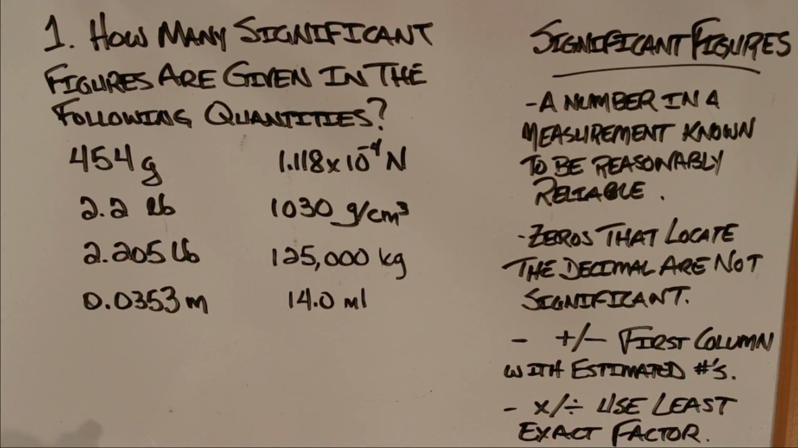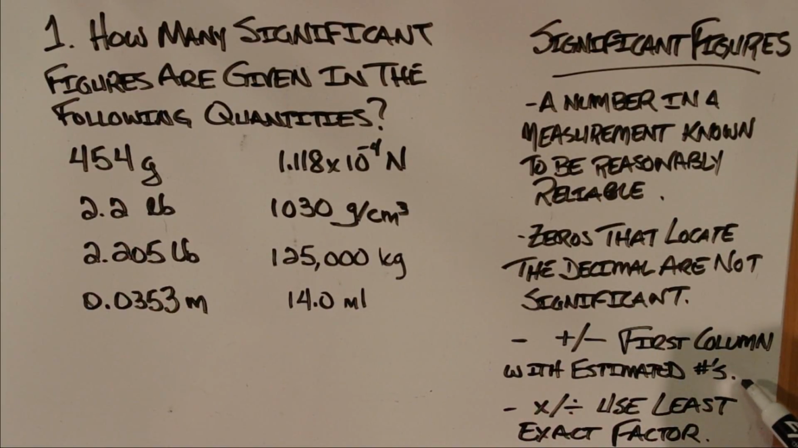We're going to be in a really short set on significant figures, important in the days when analog scales were all that we had on our devices. A significant figure is a number in a measurement known to be reasonably reliable. You had to estimate in between tick marks when using analog scales. Zeros that locate the decimal point are not significant.